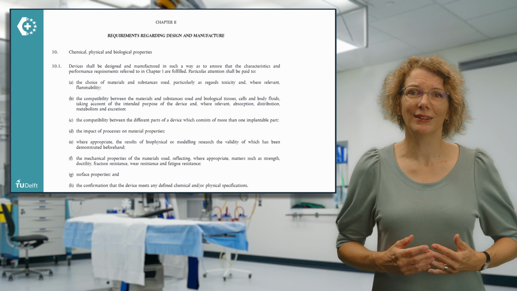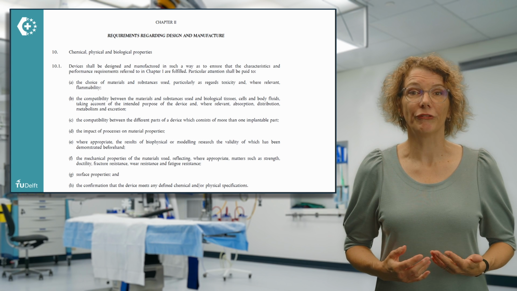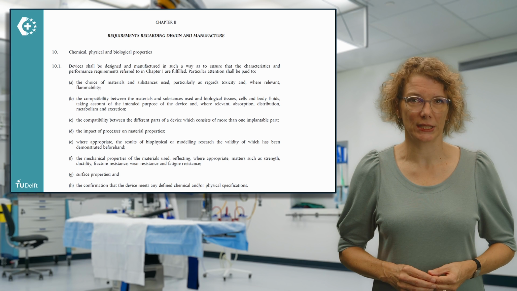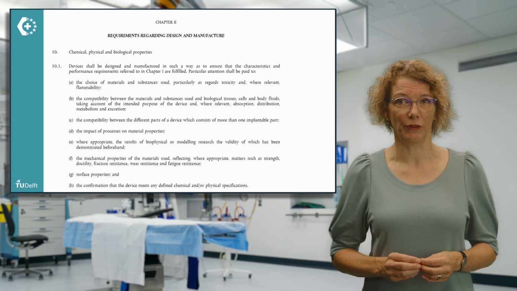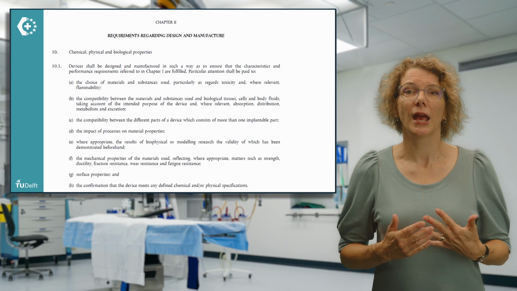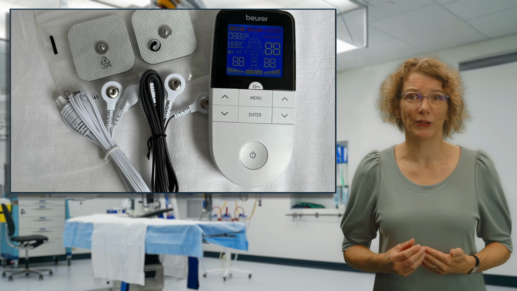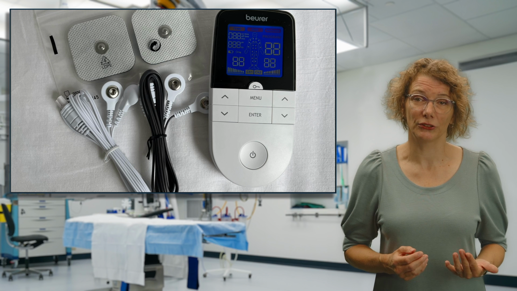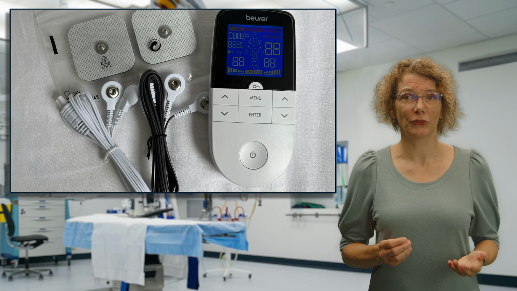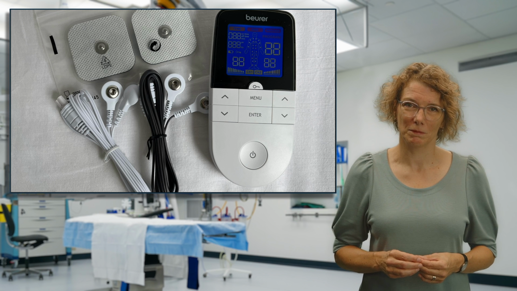Chapter 2 is about the design and manufacturing of the device, starting with the device's chemical, physical, and biological properties in Article 10. How did you select the materials for the different components of the device, for example, the plastics for the device casing? And how did you select the adhesive for the electrodes and verify its biocompatibility, since these are attached to the skin? And did you check that the selected materials maintain the proper mechanical properties when used over time?